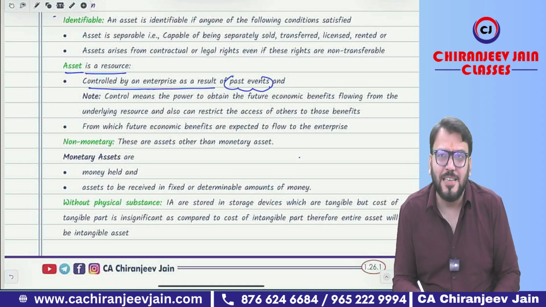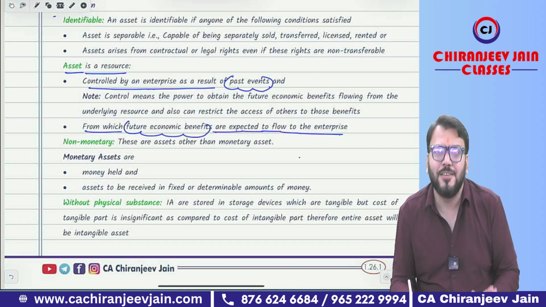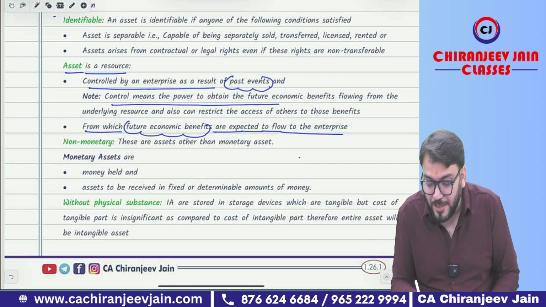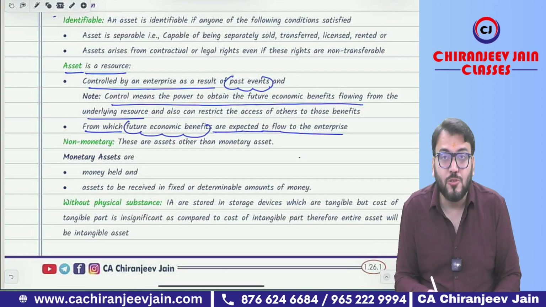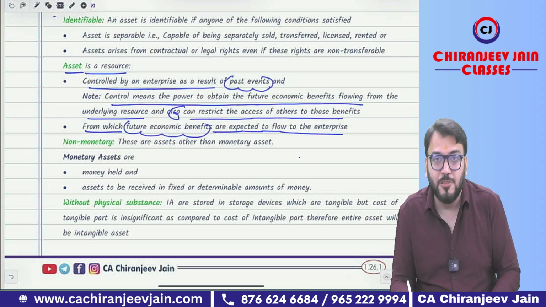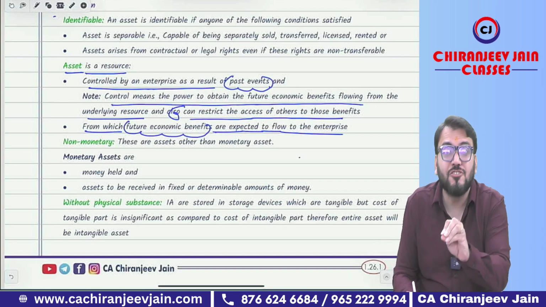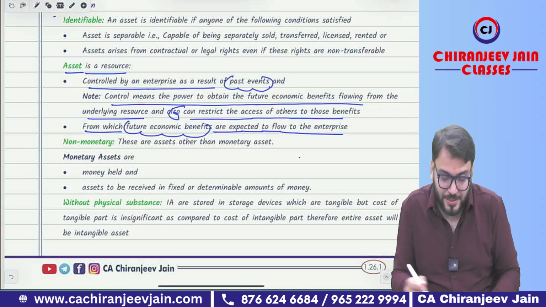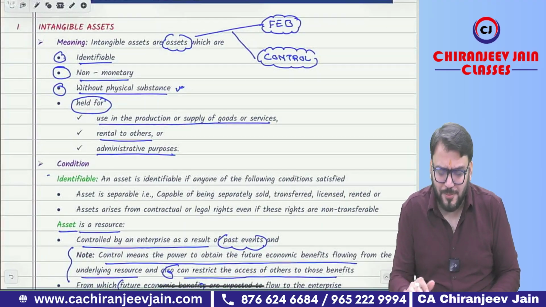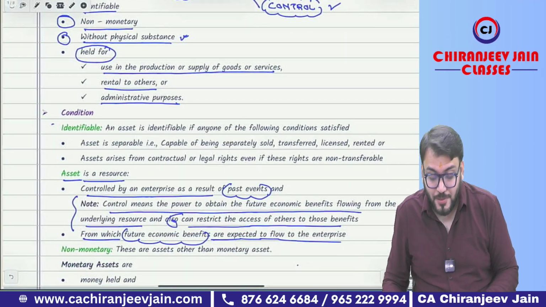Controlled by the entity. And from which future economic benefit is expected to flow to the entity. Already we know, control means what? Power to obtain future economic benefit flowing from the underlying resource, and also we can restrict the access of others to those benefits. Means we can deny those benefits to others. We have a right to restrict other persons from those benefits. It means we control such asset. We understood future economic benefit. We understood control. Now let us come to identifiable.